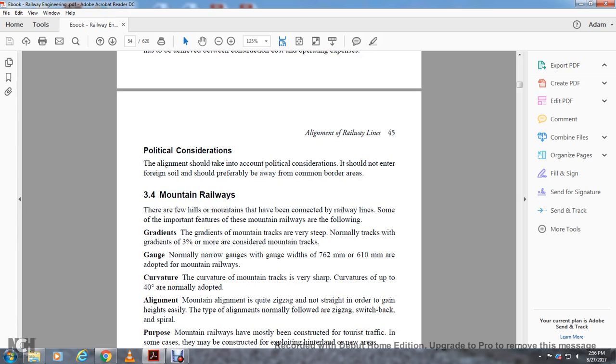3.4 Mountain railways. There are a few hills and mountains that have been connected with railway lines. Some of the important features of mountain railways are as follows. The gradients of mountain tracks are very steep, whereas normal tracks have gradients of about 3%, and mountain tracks are more conservative.